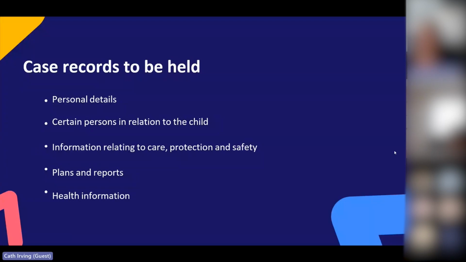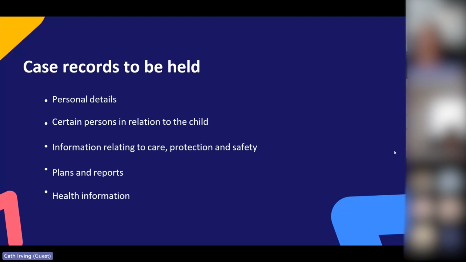So in terms of the case records that need to be held, Schedule 2 of the legislation sets out the full details of those records. So these would include personal details. Obviously, you'll have details of that young person's name and date of birth and sex, religion, ethnicity, address, etc. Contact details that you'll be holding for other people in relation to that child. So that could be their parents or other person with parental responsibility or other family members.